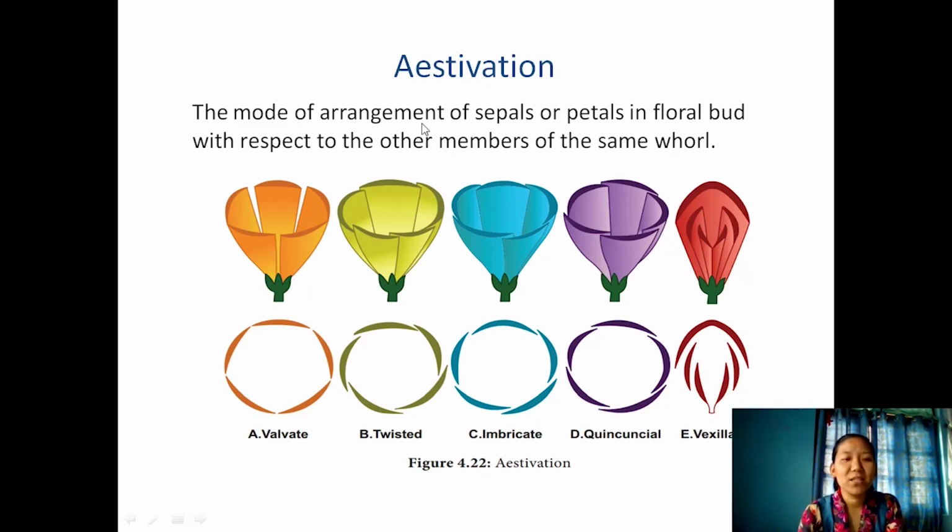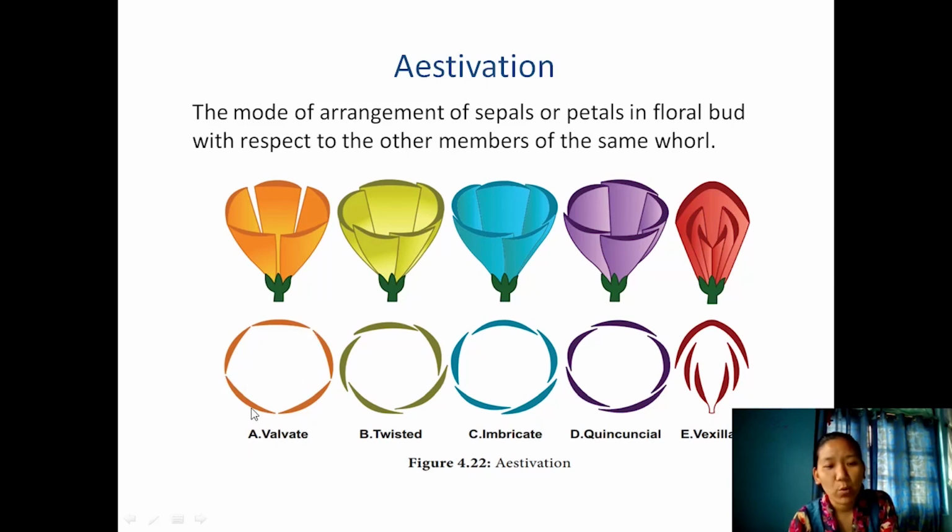In this picture I have shown 5 appendages, and these appendages will not overlap here. They may just touch or may not touch. They are at the same level, and such a type of arrangement or aestivation is called valvate, and it can be shown in the picture like this. Okay, so this is a diagrammatic picture, a floral diagram here. This appendage represents one sepal, another sepal, and so on, and they do not overlap each other.